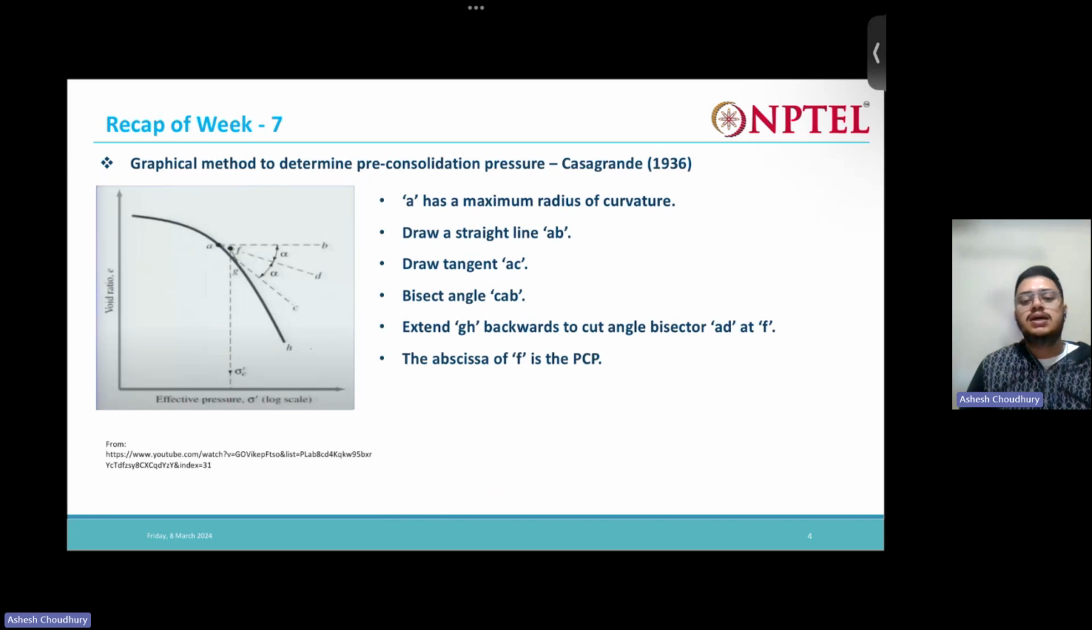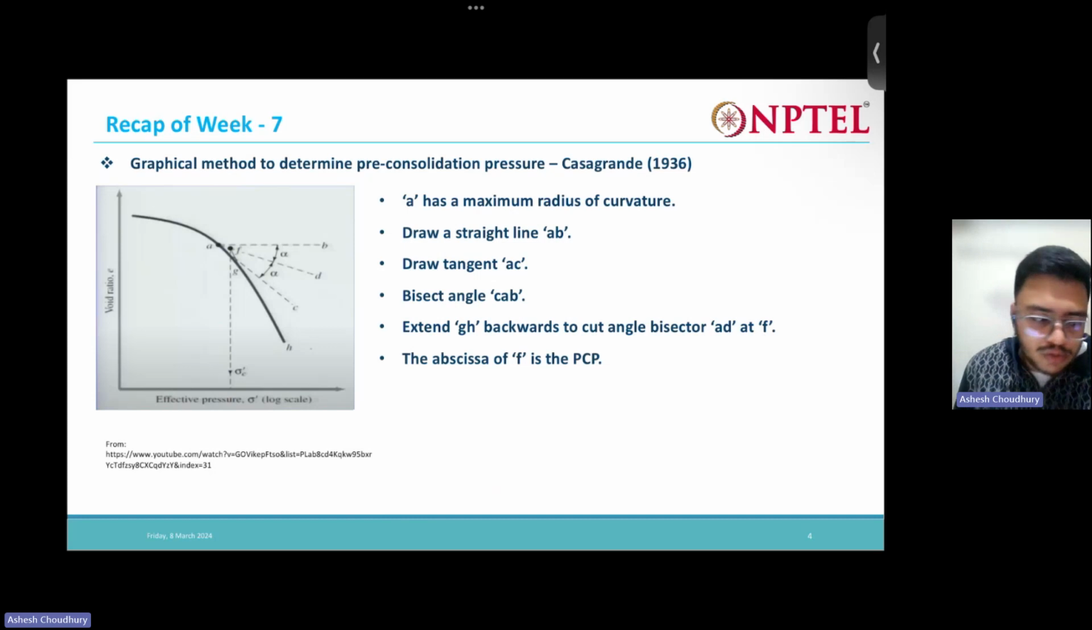So Casagrande in 1936 gave this method to determine the pre-consolidation pressure graphically. How do we do that? Say we have this curve.